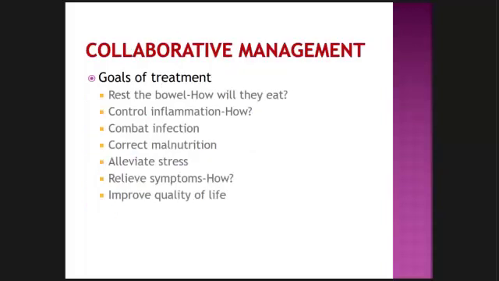Our goals of treatment are to induce and maintain remission. We're going to rest the bowel. So when we're resting the bowel, we'll often have an NG tube in. They won't be eating anything. So as nurses, we have to think about how they're going to get their nutrition. Are we going to ask the doctor for a TPN order? What do we need to do to make sure they maintain their nutritional levels?